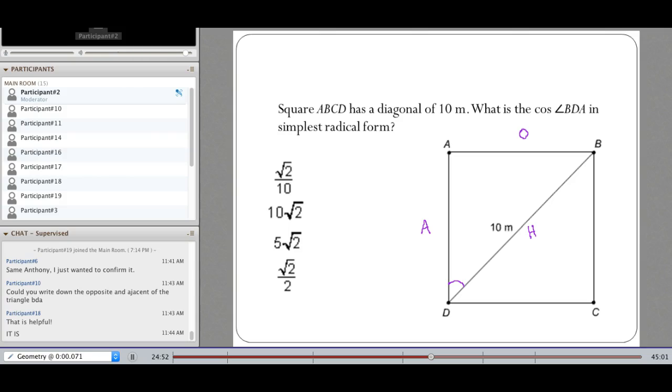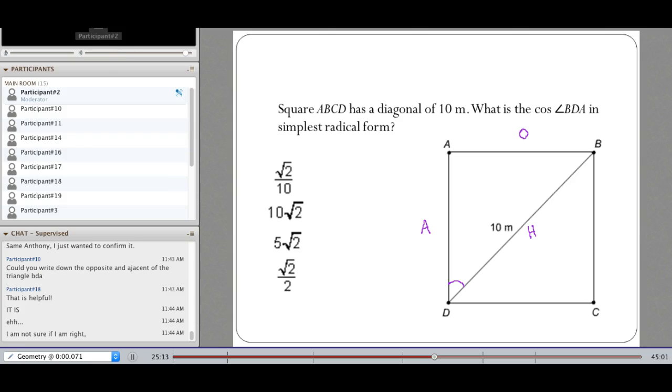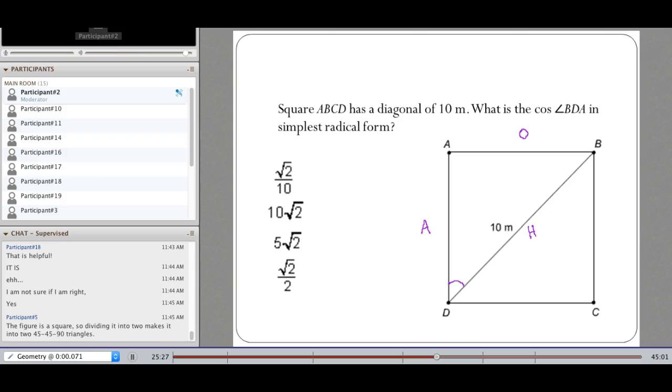What is one method? Anybody confident in their method? Want to jump on the whiteboard? You're like, maybe I'll skip this one. Probably the easiest way, the first thing that comes to my mind, is special right triangles. Does anybody see that it's a special right triangle? Yeah? You want to show us, Mwada?